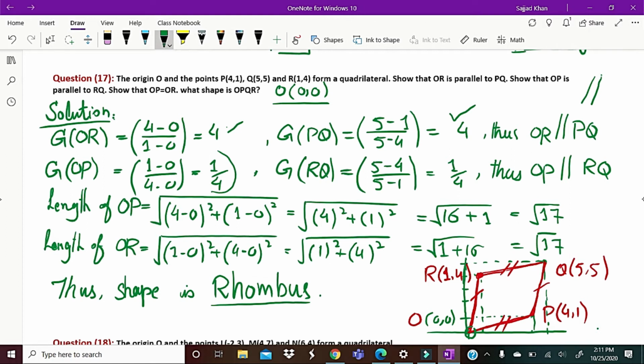Now again they're asking you to show that the length of OP is equal to OR. So you find out the length of OP. We have O, we have P. Using the distance formula and simplify, we get that the length of OP is square root 17. And similarly, we can find out the length of OR using the points and simplify it. And that also gives us that the length of OR is square root 17. This means that the shape is a rhombus.